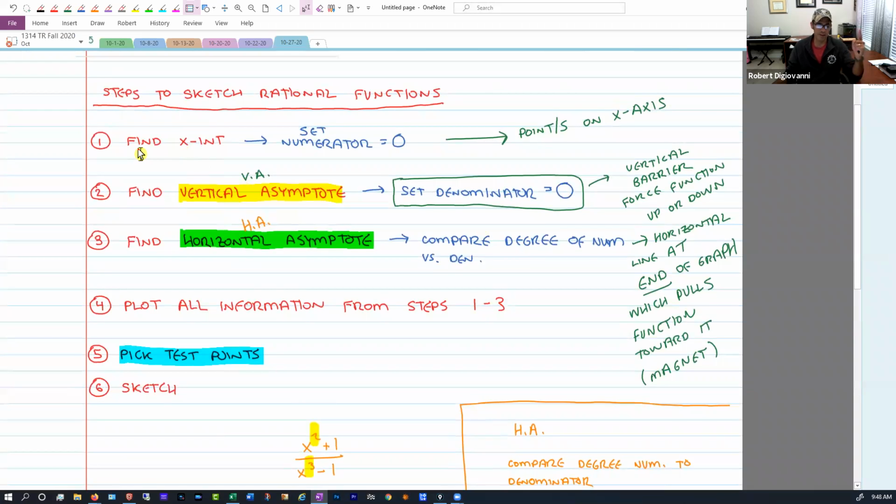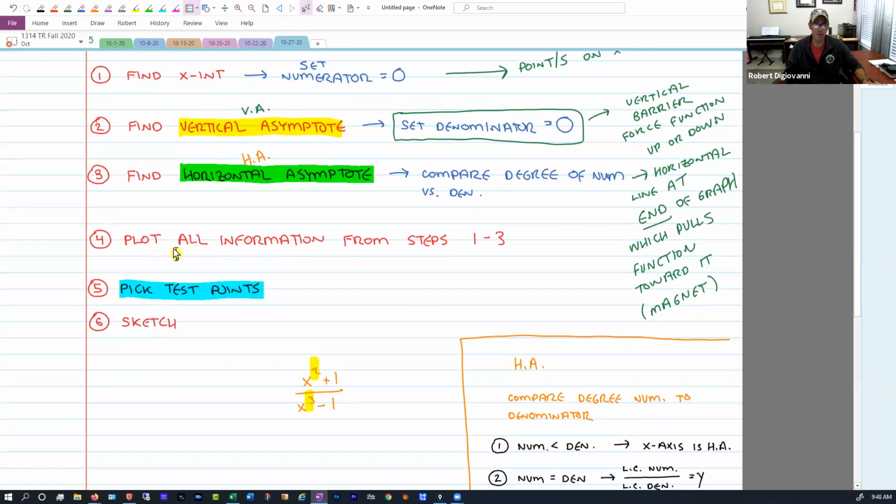Okay, so we find the x-intercepts, which are going to be points on our x-axis. We find the vertical asymptotes, which are going to be these dotted vertical barriers that are going to force our function up or down. Then we find the horizontal asymptotes, which will be the magnets. We may not even have them, but we have to check to see if we do. Then step 4 is to put all this information onto a graph.